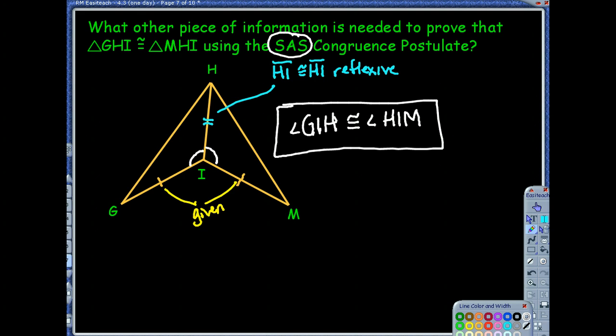Right. So notice in this one, we had a piece that was already marked. Another piece that we technically are given because of the picture. And there's a third thing that we needed. And that third thing we needed was the set of angles that were congruent. And then we could, you're right, prove it.